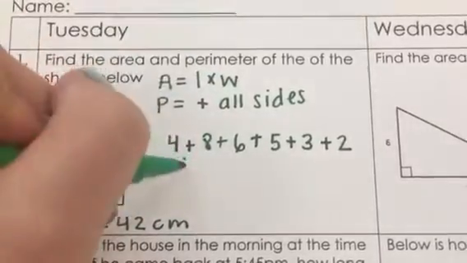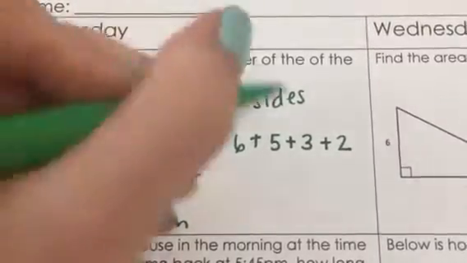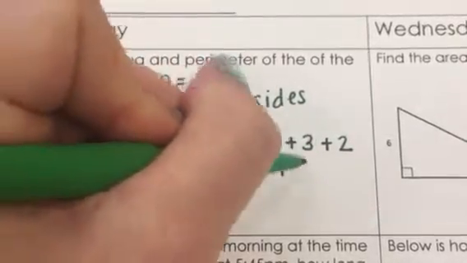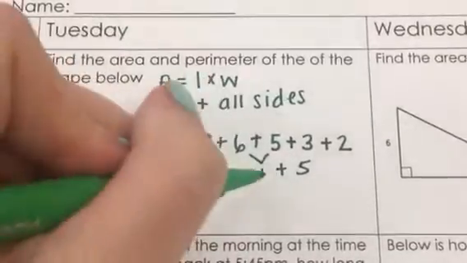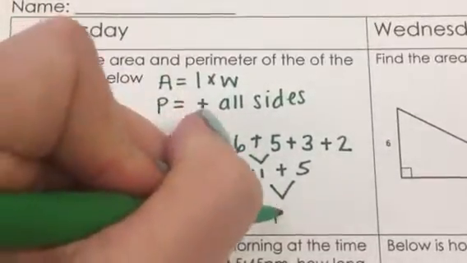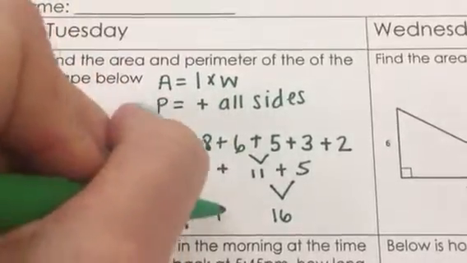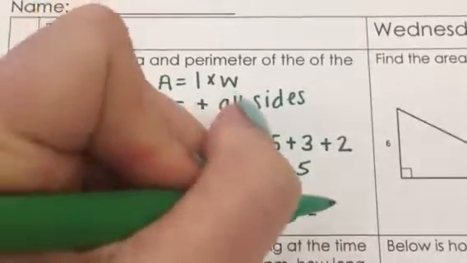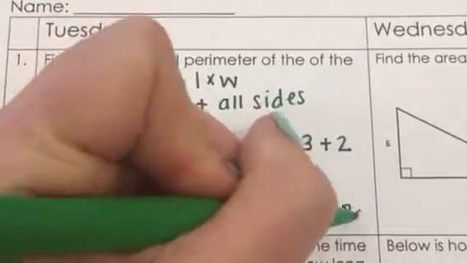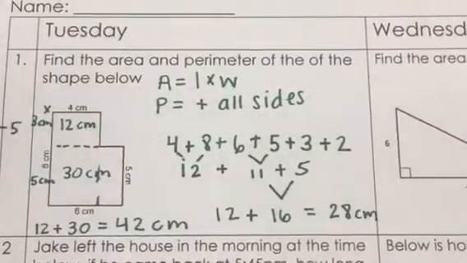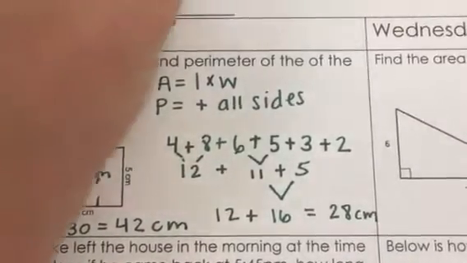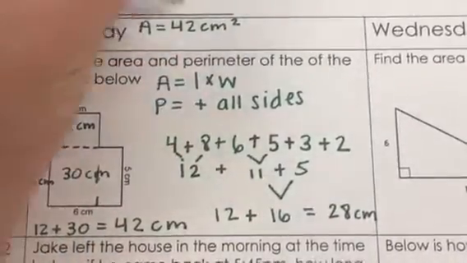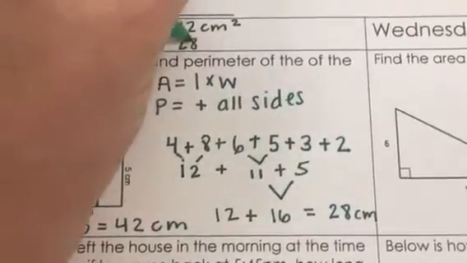4 plus 8 is 12, 6 plus 5 is 11, and 3 plus 2 is 5. 5 plus 11 is 16. So I'm going to do 12 plus 16. And that will equal 28 centimeters. So my area equals 42 centimeters squared because I'm doing 2 dimensions, length times width, and my perimeter is 28 centimeters.